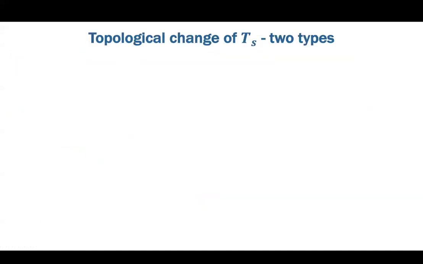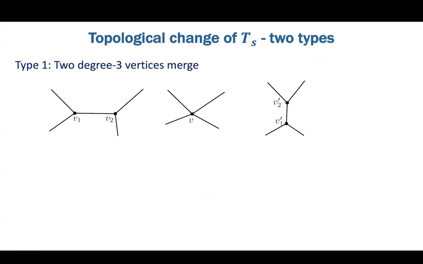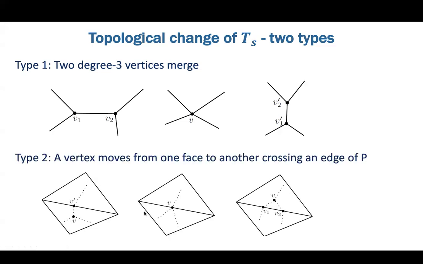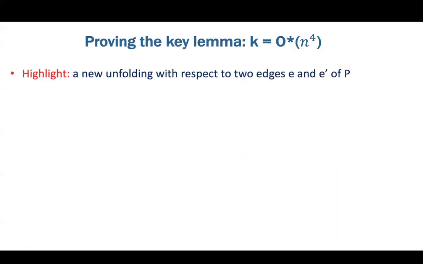Okay, so briefly, two types of topological change. One type is if you have two vertices in the tree, and then if you move S, these two vertices get closer, and finally they merge, and then they split into two. So that's the first type of change. The second type is you have a vertex V on this face, and if you move S, V gets closer to V prime, and then V crosses to the next face. So this is the second type of change.